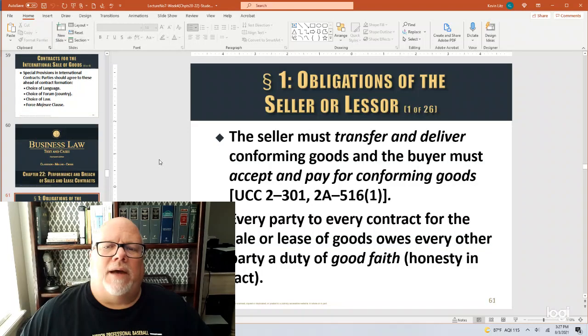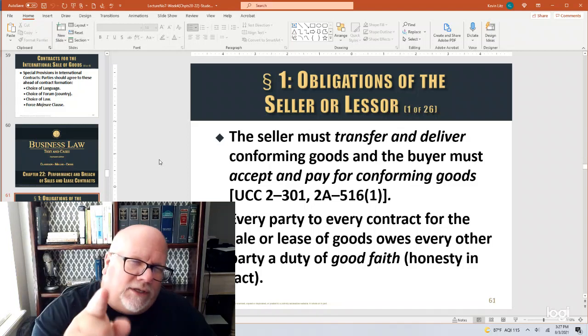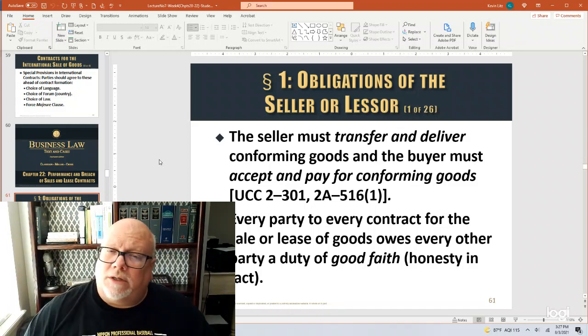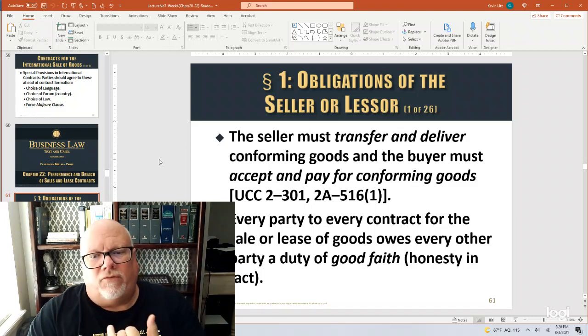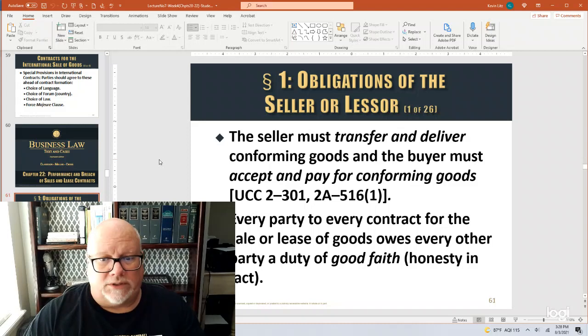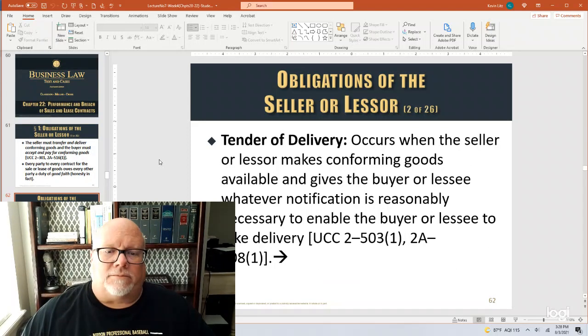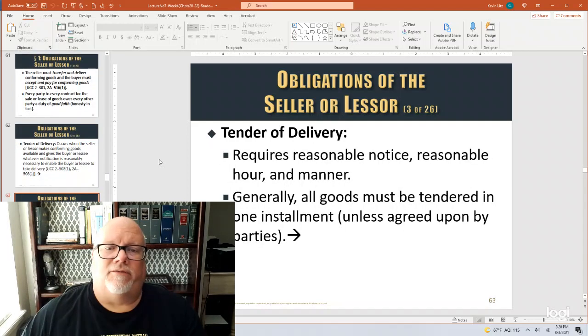Okay, let's talk about what happens under the Uniform Commercial Code if you breach my contract or I breach your contract. I don't perform, okay? Well, what do you have to do under the UCC? What are your obligations? Well, if a seller, I have to give you the goods that you ordered, conforming goods. They have to conform to what I represented and what you purchased, okay? I have to tender delivery.